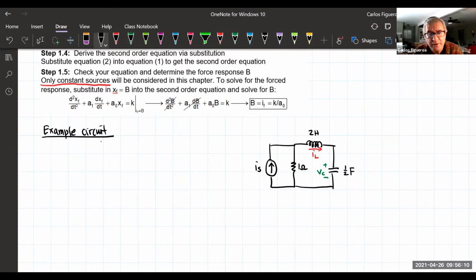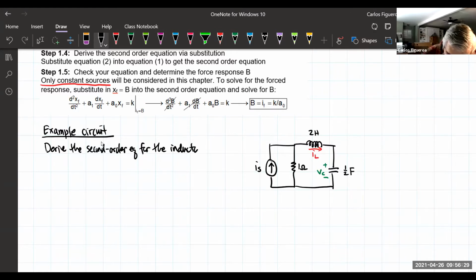So what I want to do here is derive the second order equation for the inductor current. That's what I want to do.